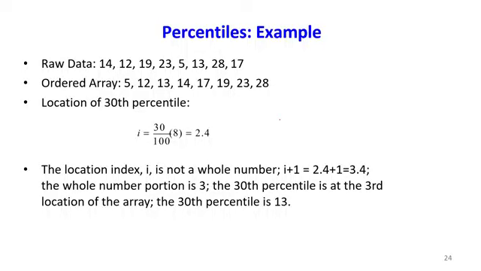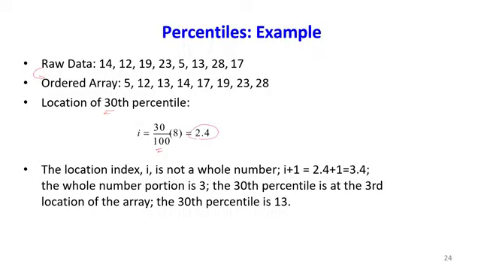All right, let's take an example. First the data, and here the first step is very important: you have to order the data. These are the data points. Now you order them in ascending order. Now you are finding the location of the 30th percentile. So you put that into the formula. There are 8 data points, so 30 / 100 * 8.